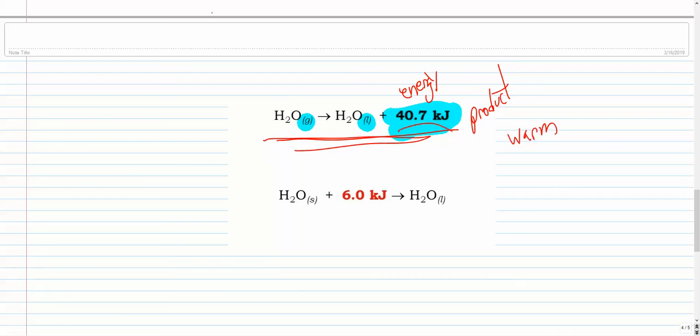If you were nearby and this were happening, this would actually feel warm because it gave off this heat energy. And then this one down here, the energy is on the left side. So if you want to take solid water and melt it into a liquid, you have to put energy in. So if you were in the neighborhood where this was happening, it would feel cool or cold. So energy can be part of a chemical equation. And now I'm at 6 minutes.